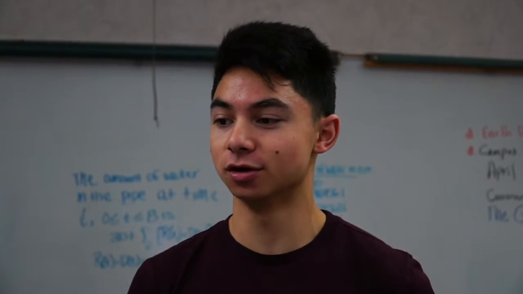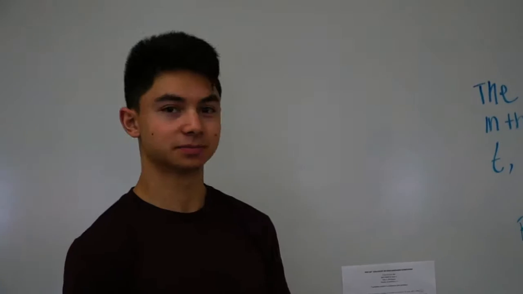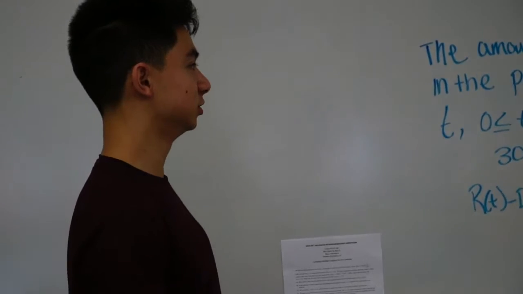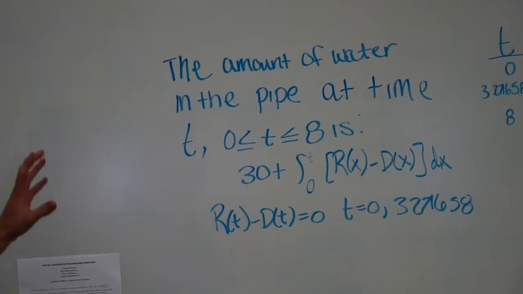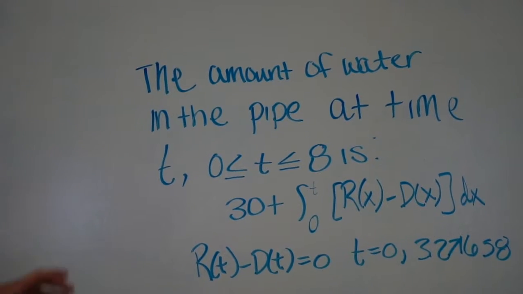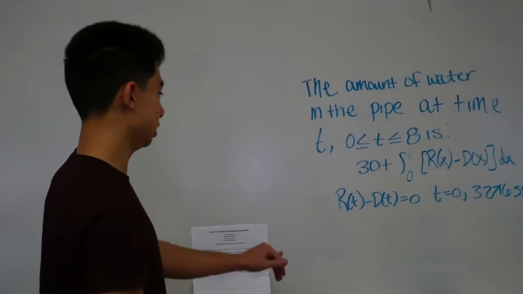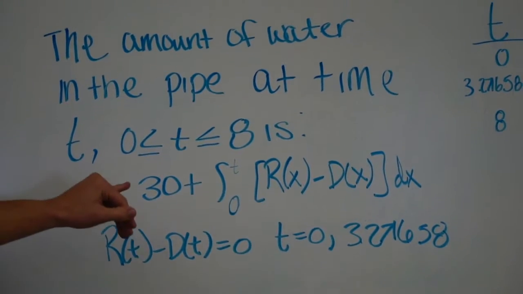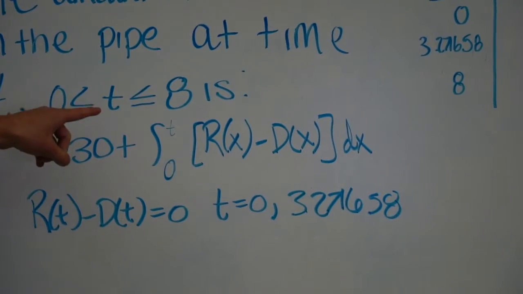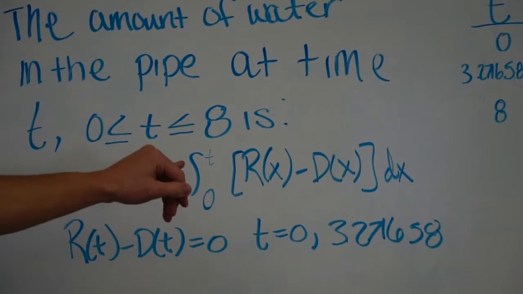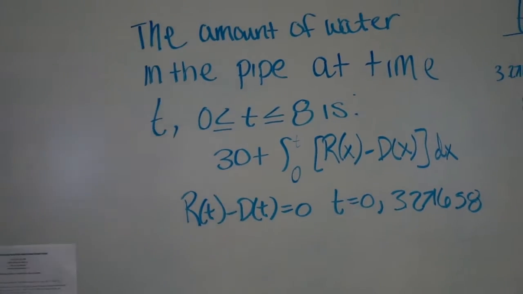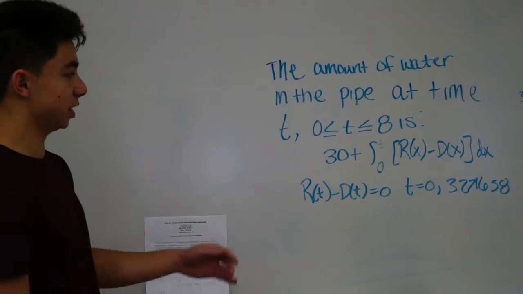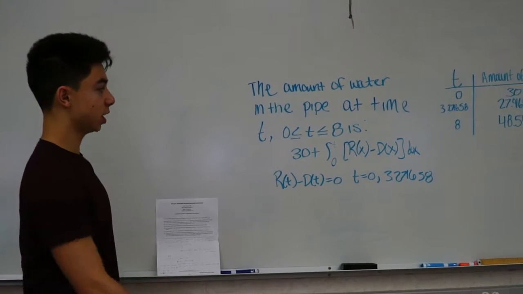At what time t on the interval 0 is less than or equal to t is less than or equal to 8 is the amount of water in the pipe at a minimum? Justify your answer. The first step of the problem is to find the equation that models the amount of water in the pipe at any given time t. So to do that, we take the initial value of water in the pipe at time t equals 0, which is 30, and then add the integral from 0 to t of r of x minus d of x, with r of x being the rate that water flows into the pipe and d of x being the rate that water leaves the pipe, dx.